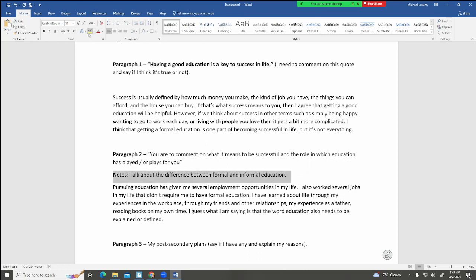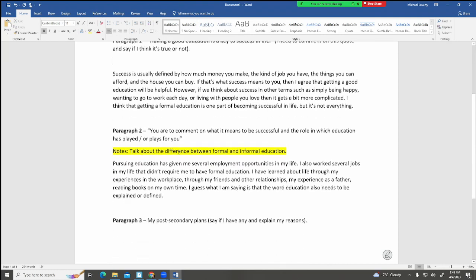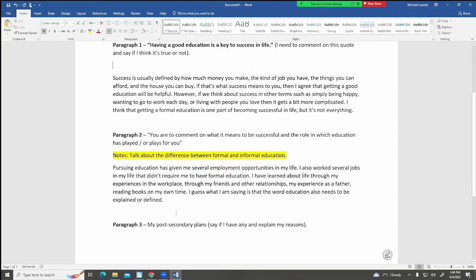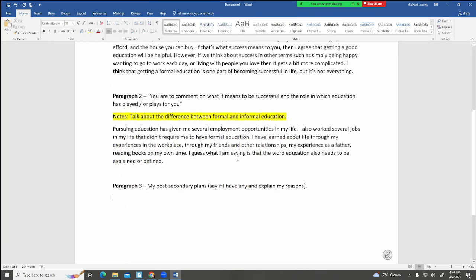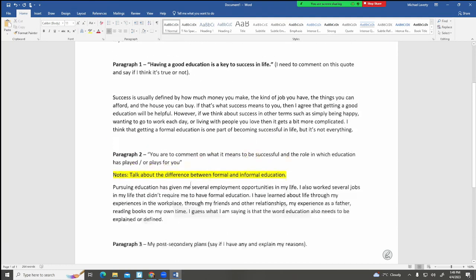Going to highlight that just so I know it's a note to myself that I can explore later. And then paragraph 3 is my post-secondary plan, say if I have any, and explain my reasons.